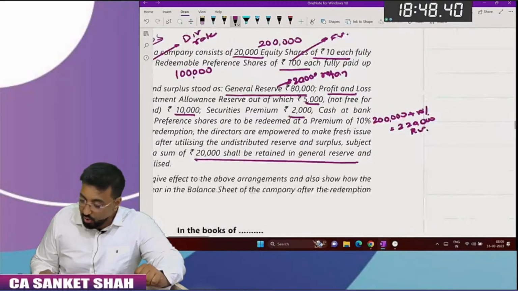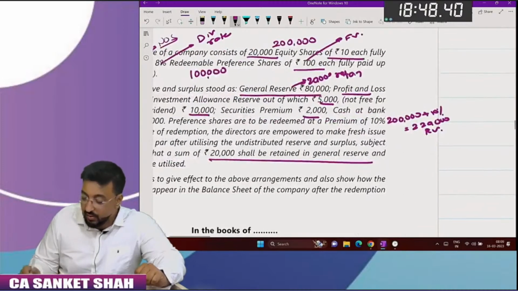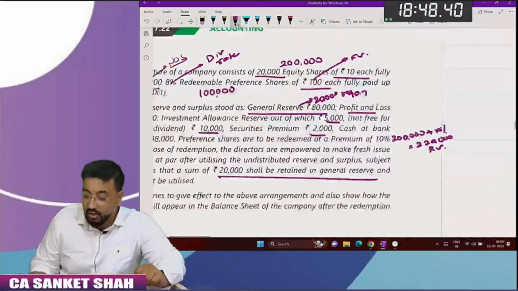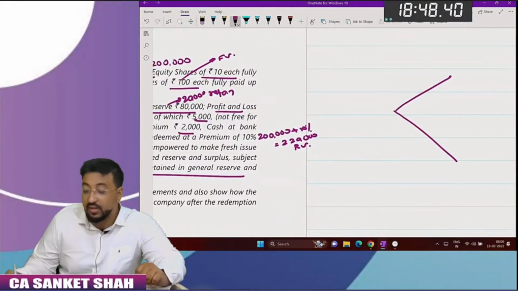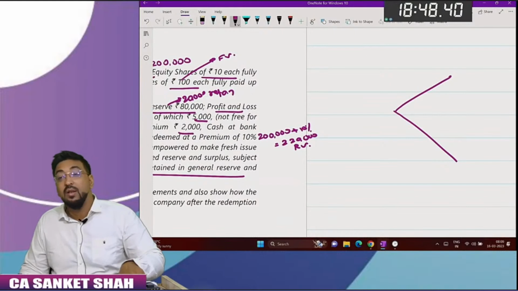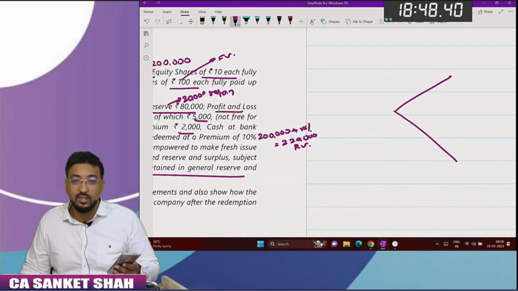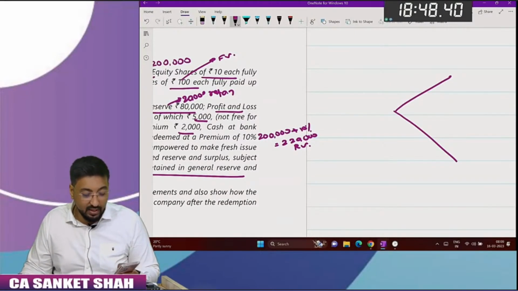So I want to redeem. Yes, Beta. Redeemable value is 2,20,000. So should I maintain only that? Yes, Beta. For capital structure, write down in the comment section. Should I maintain 2,20,000 or should I maintain face value rupees 2 lakhs? Tell me in the comment section.